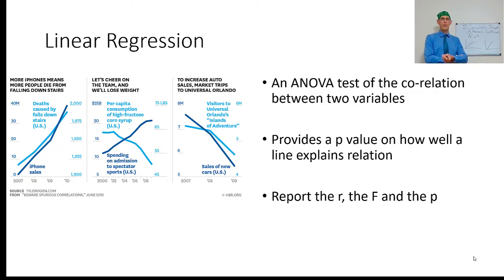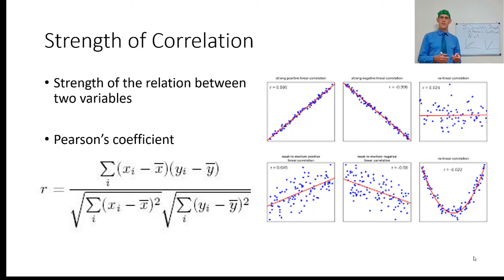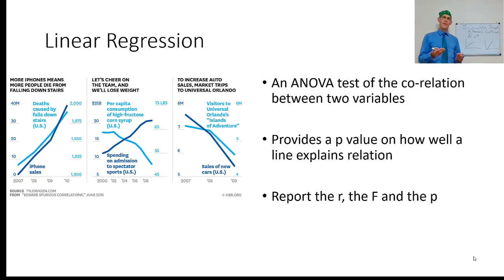A linear regression is going to report a p-value as well on how well the line explains a relationship. So even with a Pearson's coefficient of 0.5, we may still get a very good relationship that is still significant with a p-value less than 0.05. So it could be that the line actually explains the relationship pretty well. And with this, you want to report the R, which is telling you the strength of the relationship. And you want to report the F value, which is from the ANOVA. And you want to report the P value, which tells the significance. These are three separate things that each give you a bite of the data.